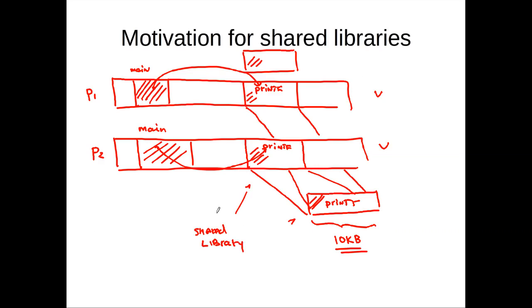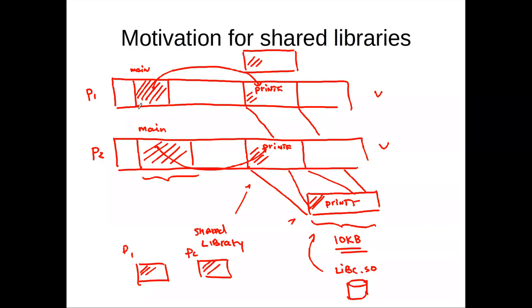This is a powerful mechanism because, first of all, we have one copy of libc.so, the shared object, on disk, right? So we only keep it once on disk. My main programs, program 1 and program 2, will also be on disk, but they only contain their own main sections. So this A will be here and B will be here.